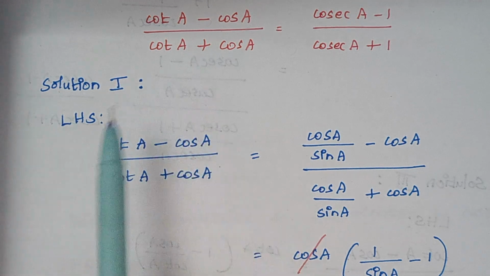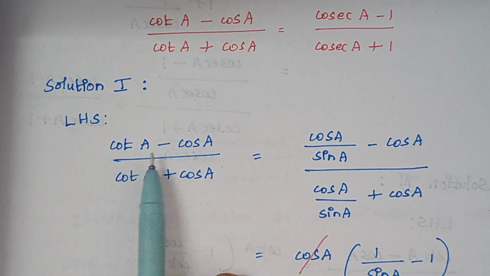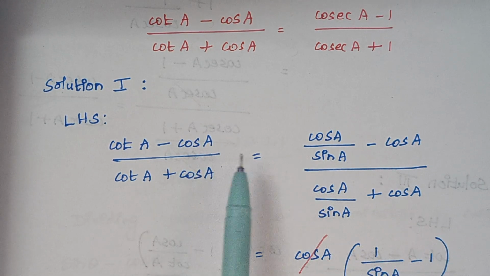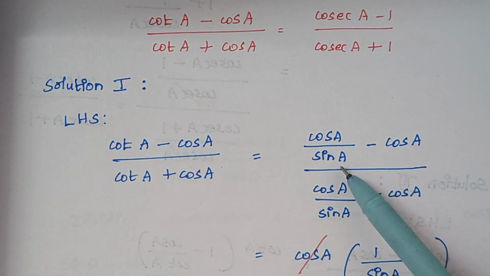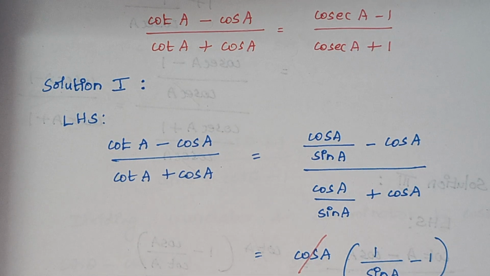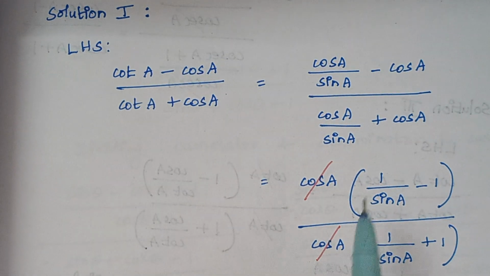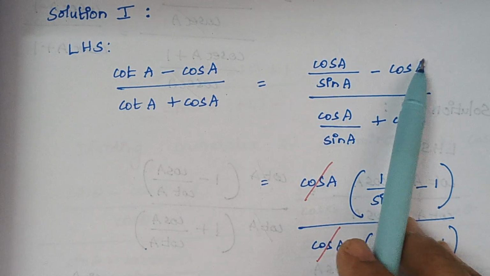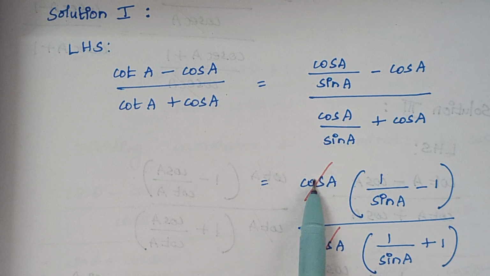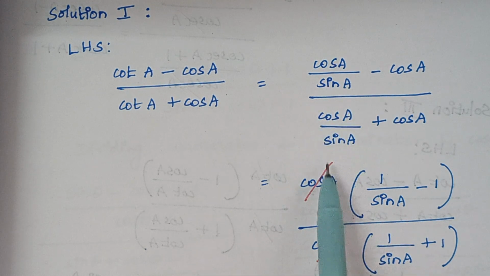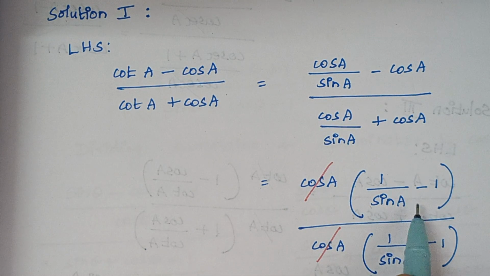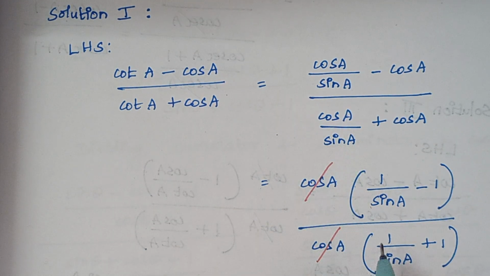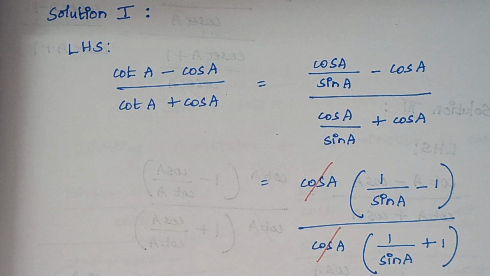So here I have taken LHS, right? Cot A minus cos A by cot A plus cos A. So the first step is I am writing cot in terms of cos and sine, right? Now the next step is, you see, I am taking cos A because cos A is present in this term as well as in this term, right? So cos A is taken commonly outside. So when I take cos A here, I will be having 1 by sin A minus 1. Similarly, here when I take cos A outside, it is 1 by sin A plus 1, right?